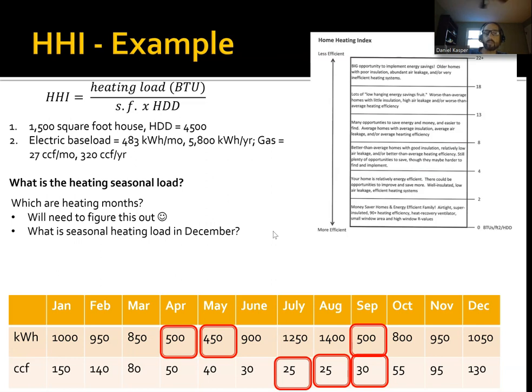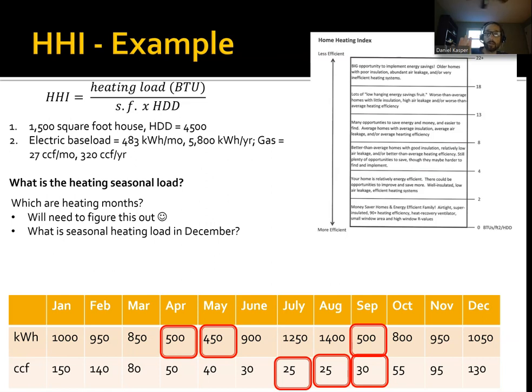Okay, so let's look at December, right? So December down here, bottom right. Okay, so we have 1,050 kilowatt hours of energy use and 130 CCFs of gas use. So think about that. That is our total energy use for December. So what is our approximate heating load for each energy source in December?